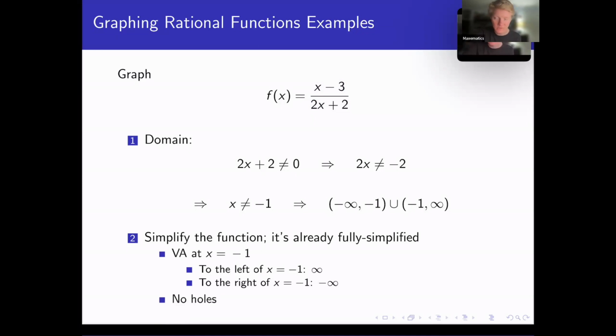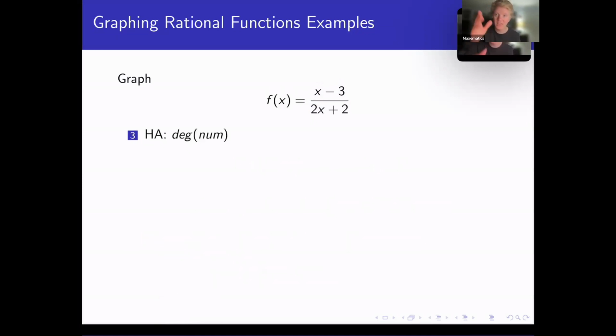Still nothing canceled out, so still no holes. Okay, degree of the numerator is x to the 1, 1. Denominator is 2x to the 1. So for the first time, the degrees are equal. So there's a horizontal asymptote at y equals x over 2x. Take those leading terms and divide them. Cancel out an x, we get 1/2. So we have a horizontal asymptote at y equals 1/2.